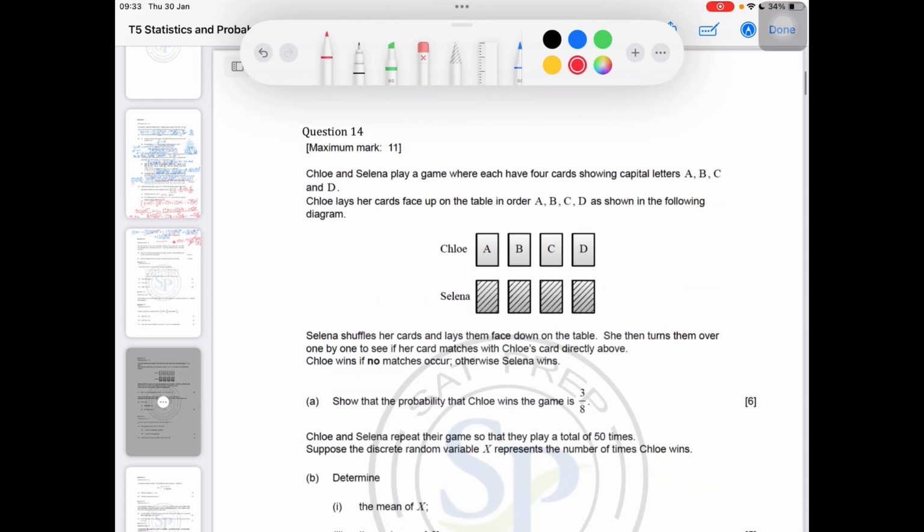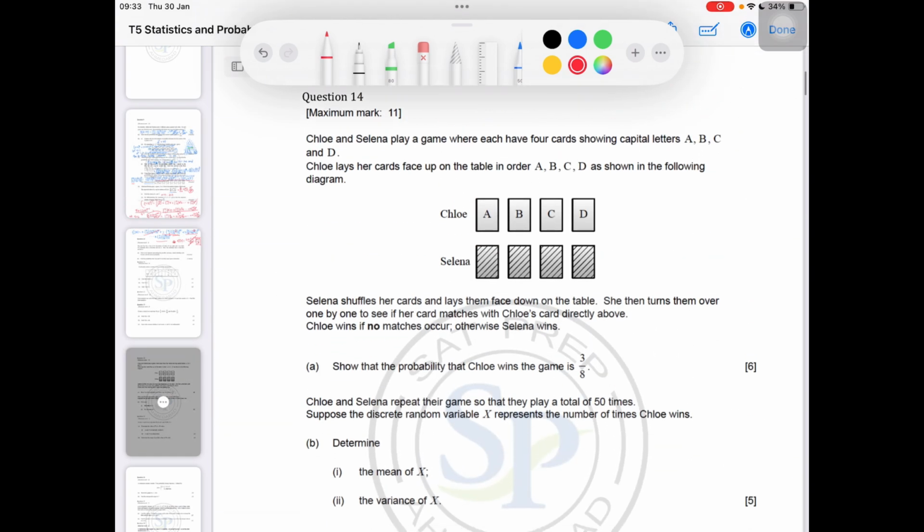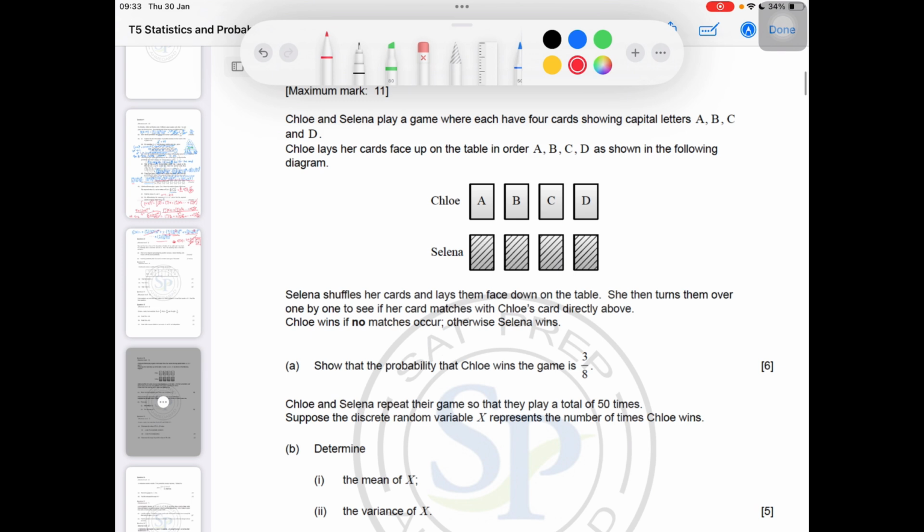And number 14. Chloe and Selena play a game. Each has 4 cards showing capital letters A, B, C, D. So Selena shuffles her cards and places them face down on the table like this, and she turns them over one by one. She is looking at whether her card matches Chloe's card directly above.